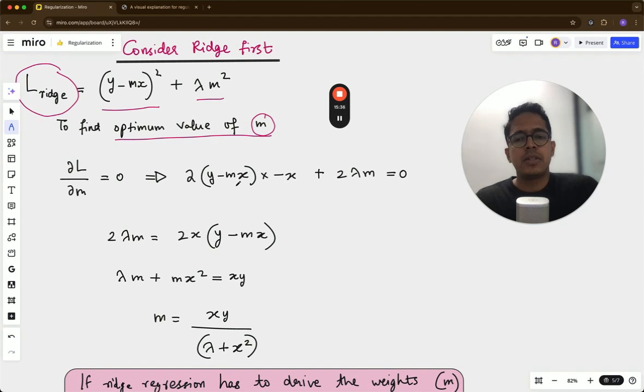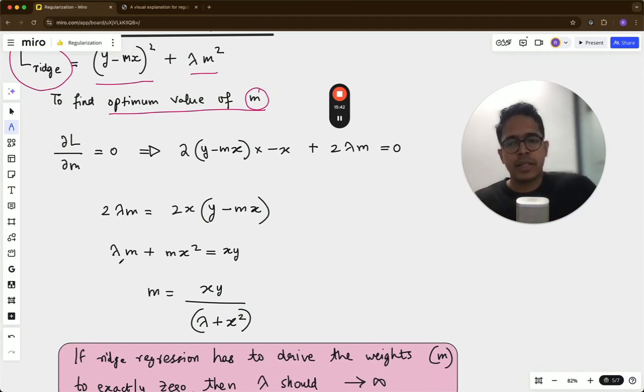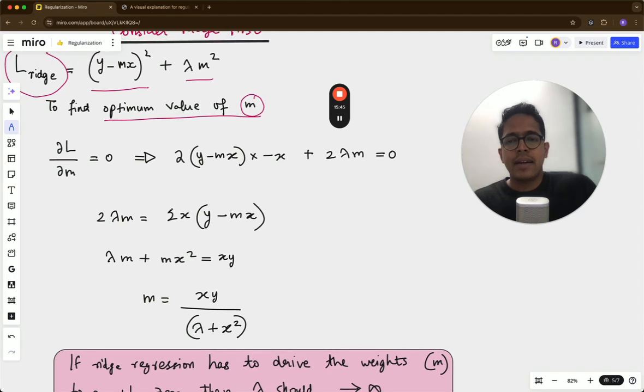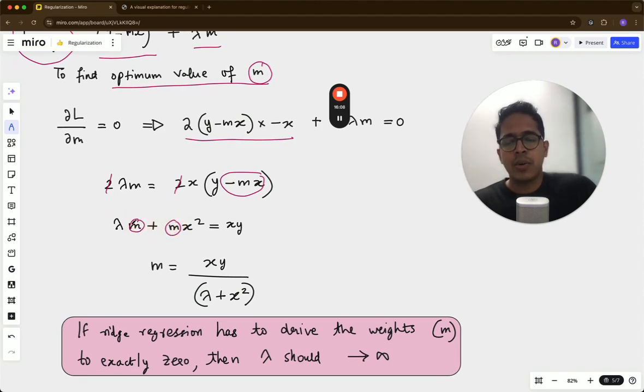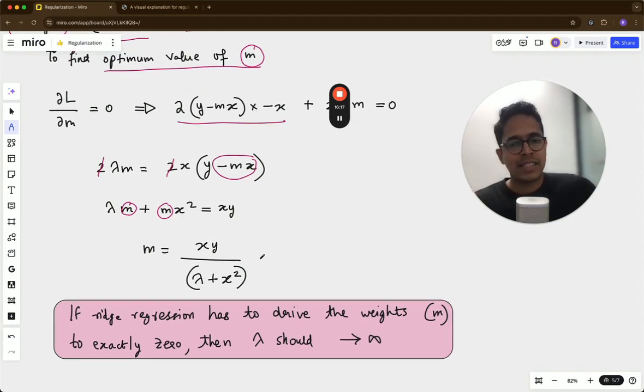So bring all the terms that have m in them to one side of the equation and the rest of the terms to the other side. That means I can write it as 2 times x times y minus mx equal to 2 lambda m. The 2 and 2 can be cancelled. Then I can bring this term to the left hand side: lambda m plus x times mx, which is m x square, equal to x times y. And then I can take m common outside, and m times the bracket lambda plus x square equal to xy, which means m equal to xy divided by lambda plus x square.